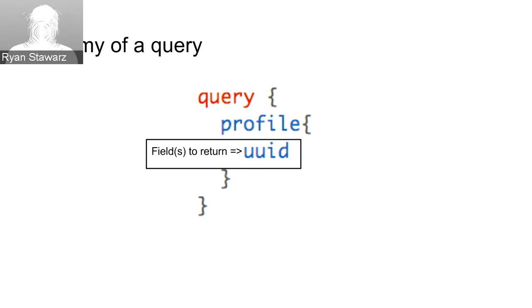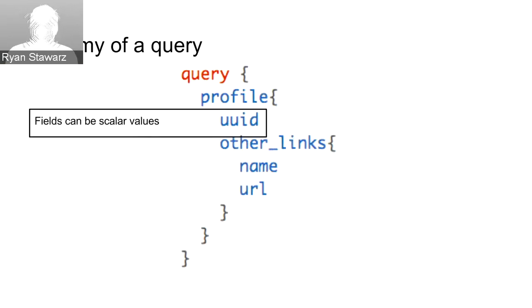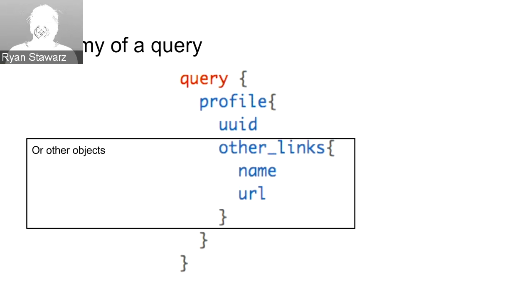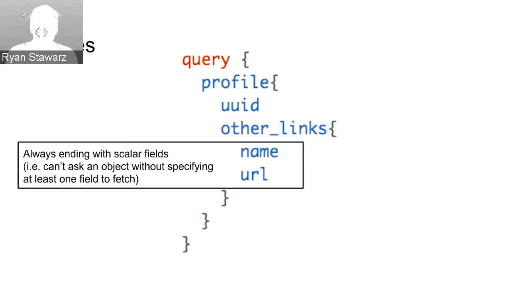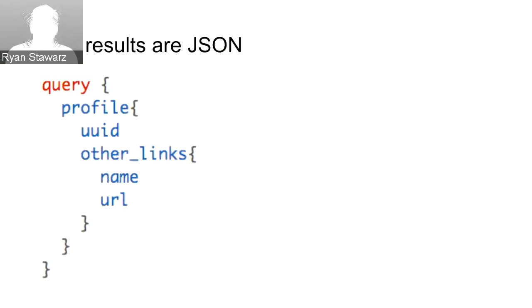So in this case, I'm asking for a profile and give me the UUID. In our implementation, this actually defaults to returning the profile of the currently logged in user. Fields can be scalar values, meaning they're strings or just really basic types, or they can be other objects. If you're asking for another object, you have to ask for their fields, right? You can't just ask for an object. You have to specify what you want off of that object as well.